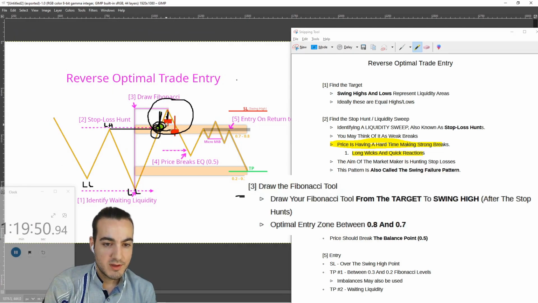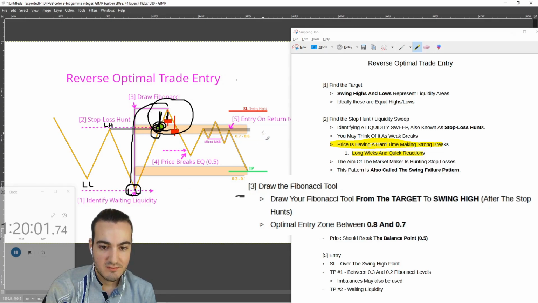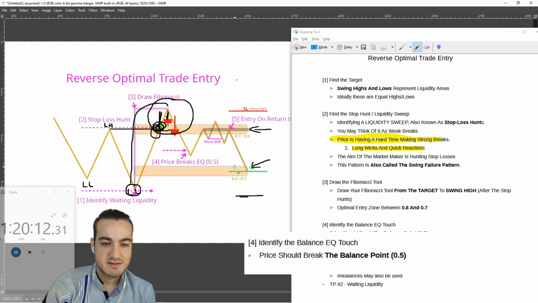After this really weak market structure break, we draw our Fibonacci from down here, the lower low, to the top. That'll give us these levels here. Next thing we are waiting for is for price to come back down to the equilibrium point, which would be the 0.5 level.